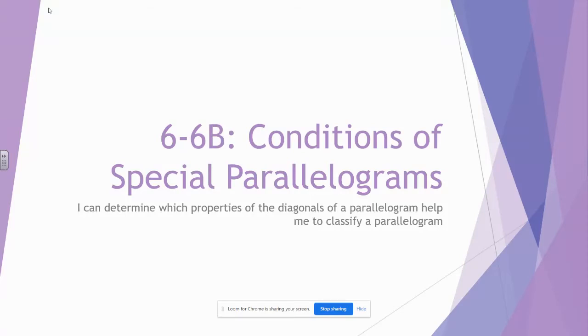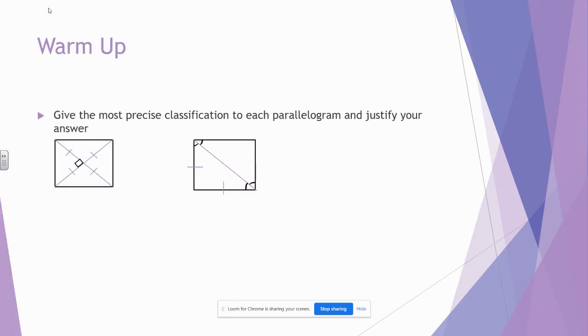Geometry. Welcome to your last section of Chapter 6. We are going to be talking about conditions of special parallelograms again today. We're going to be more applying them today than learning about what they are and why they work. But first, as always, let's start out with a warm-up.